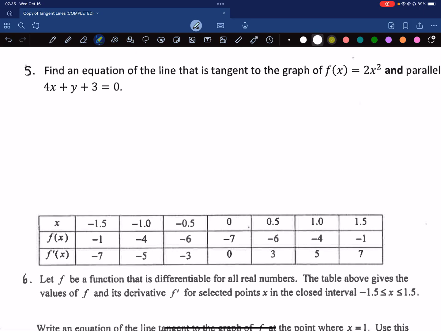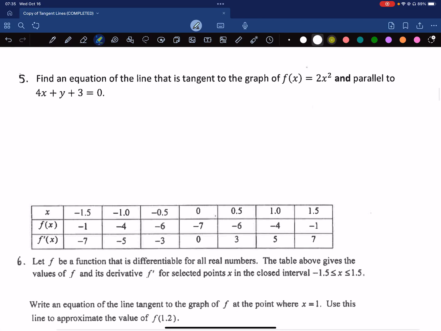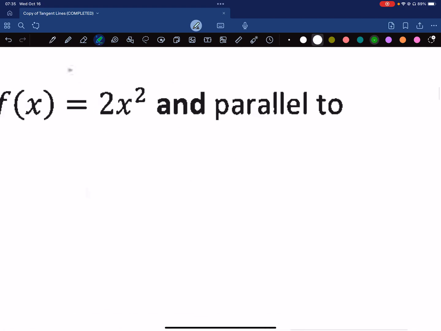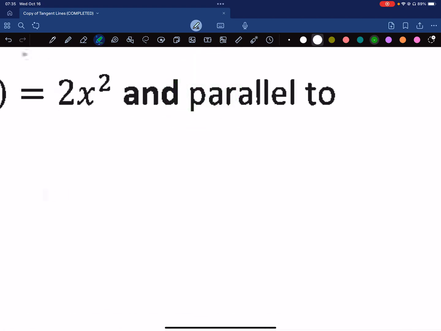Number 5 says, find the equation of the line that is tangent to the graph of f of x equals 2x squared and is parallel to 4x plus y plus 3 equals 0. So a couple things we need to talk about. We need to know what parallel means. Okay, we know that parallel lines never intersect, but what does that mean about their slope? We need to know that parallel lines have the same slope.